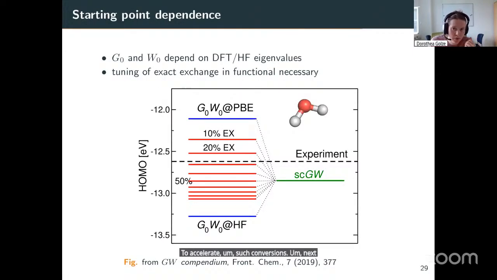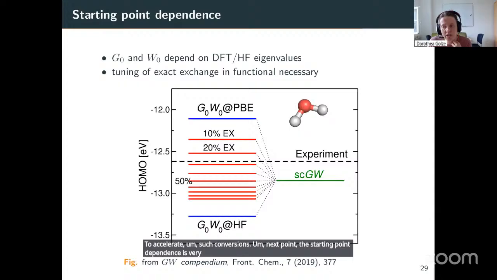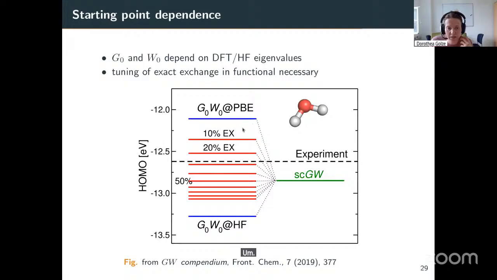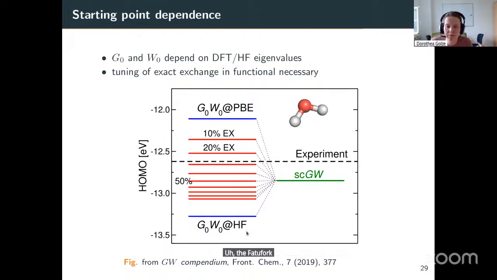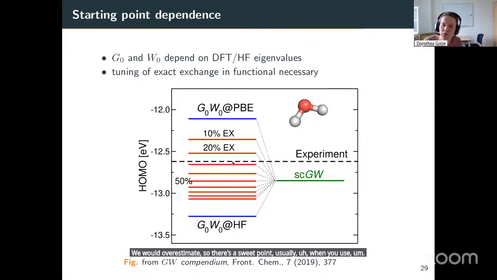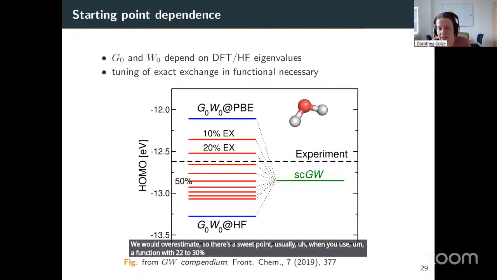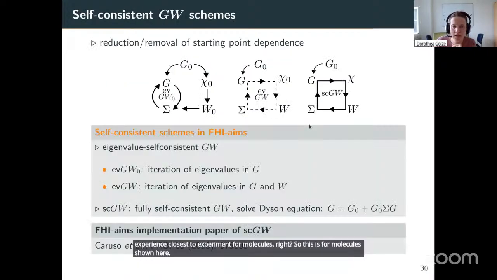Next point, the starting point dependence is very pronounced in G0W0, now shown here for the water molecule and the HOMO energy. So we usually underestimate the ionization potential with an underlying PBE functional. With Hartree-Fock, we would overestimate. So there's a sweet spot usually when you use a functional with 20 to 30% of exact exchange. Then you basically get results closest to experiment for molecules, right? So this is for molecules shown here.